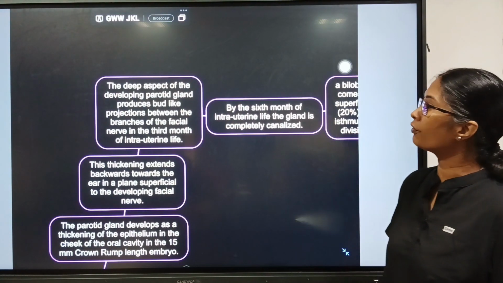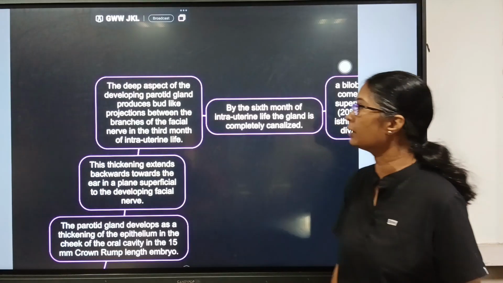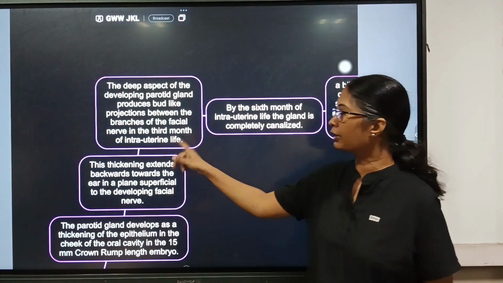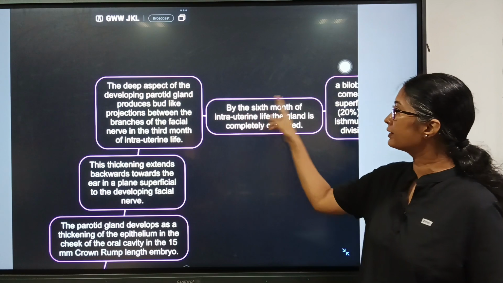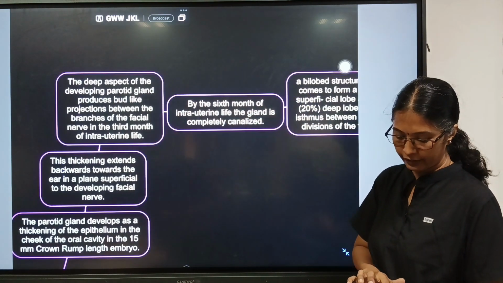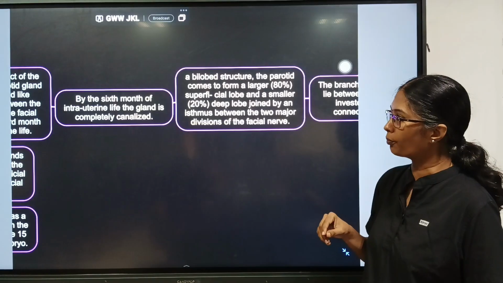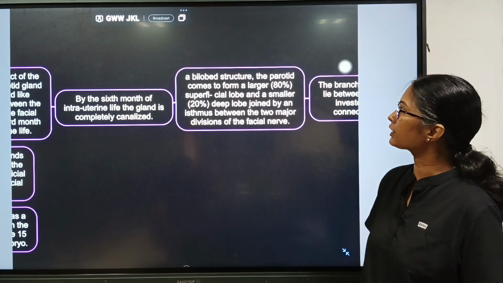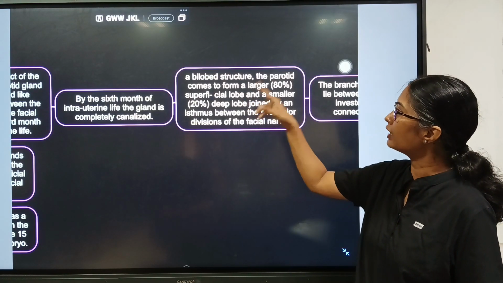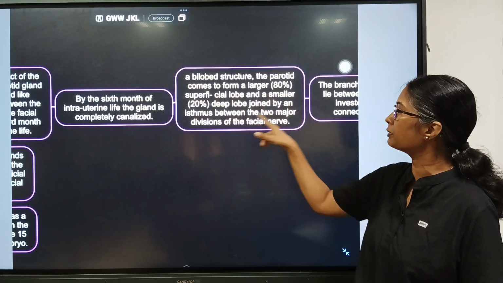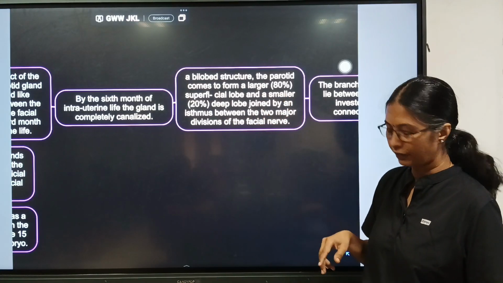And the deep aspect of the developing parotid gland produces a bud-like projection between the branches of the facial nerve in the 3rd month of intrauterine life. And by the 6th month of intrauterine life, the gland is completely canalized, which means that canals are formed. A bilobed structure, the parotid comes to form a larger 80% superficial lobe and a smaller deep lobe joined by an isthmus between the two major divisions of the facial nerve.